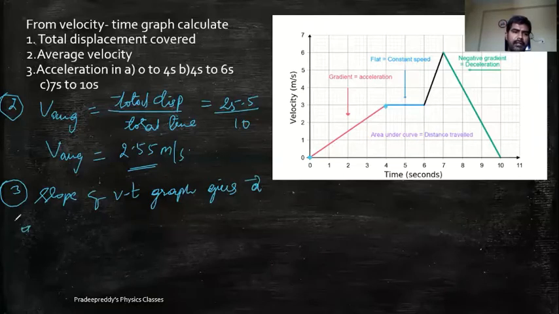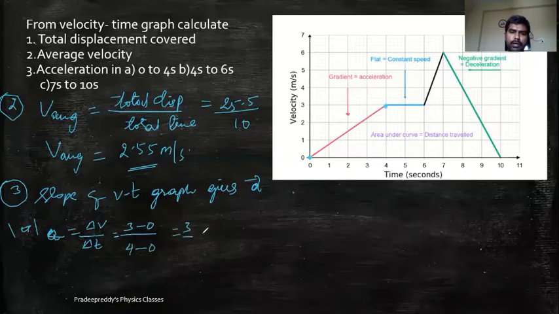Question A. Now slope of 0 to 4 second. So A is equal to slope, delta V divided by delta T. What is delta V? It is 3 minus 0 divided by 4 minus 0. That is 3 by 4 meter per second square. From here to here, O to A, 3 minus 0, 4 minus 0.